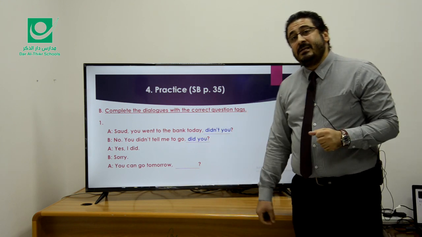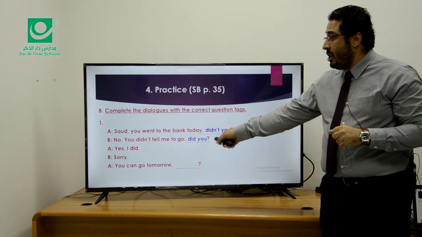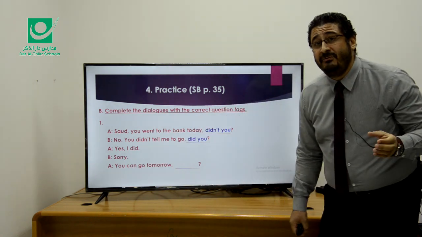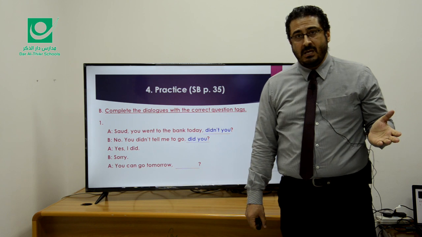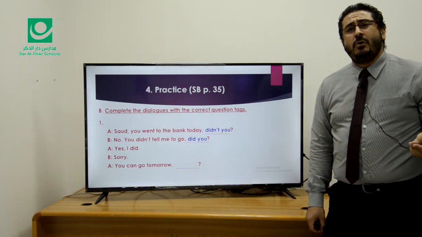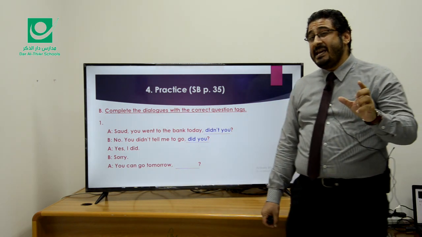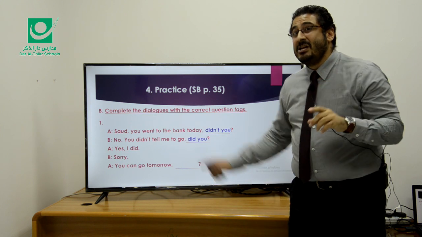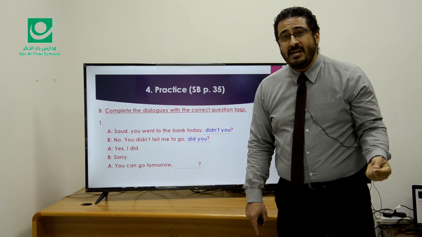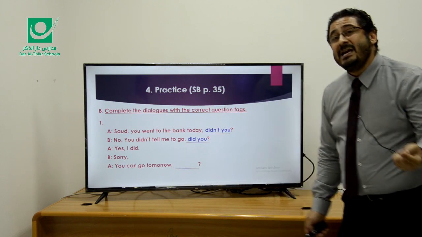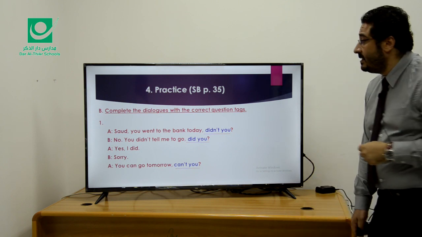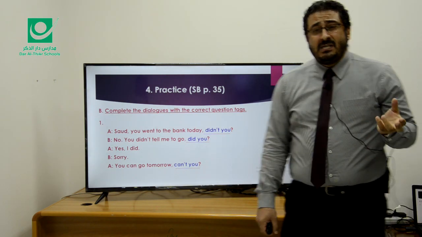Now let's move to the last question. You can go tomorrow. As you can see, we have the auxiliary verb or the modal verb can, which expresses ability. And this verb is in the affirmative form. So you can go tomorrow. What is the negative? What is the question tag? Yes. Teacher, this is affirmative and we're going to change it into negative to make a question tag. So the right answer is, can't you? Can't you?